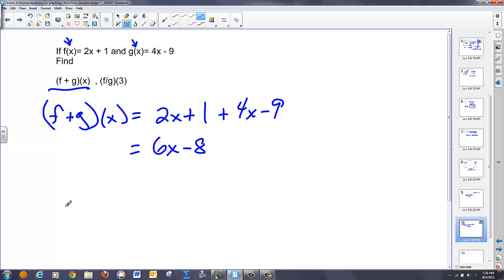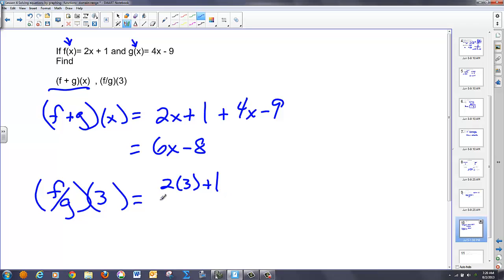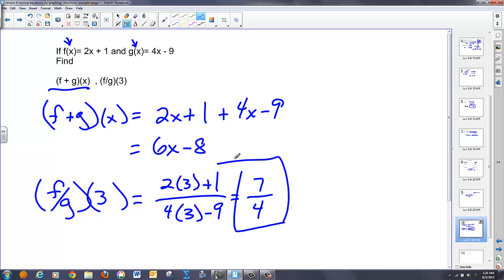and I add like terms and end up with 6x minus 8. In the second equation, I've got f divided by g of 3. So it's asking me to take the f function, plug a 3 into it, the g function, plug a 3 into it, and then find its numerical equivalent. So I have 2 times 3 plus 1 over 4 times 3 minus 9. Numerator gets me 7, denominator gets me 4, and I have 7/4 as my solution.